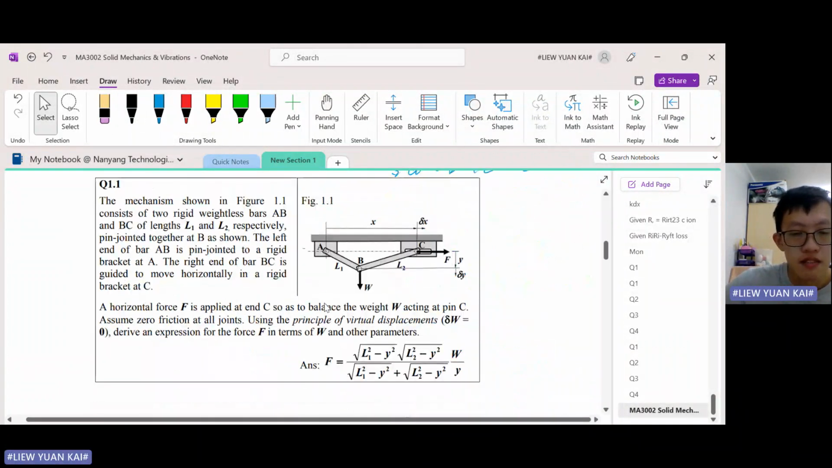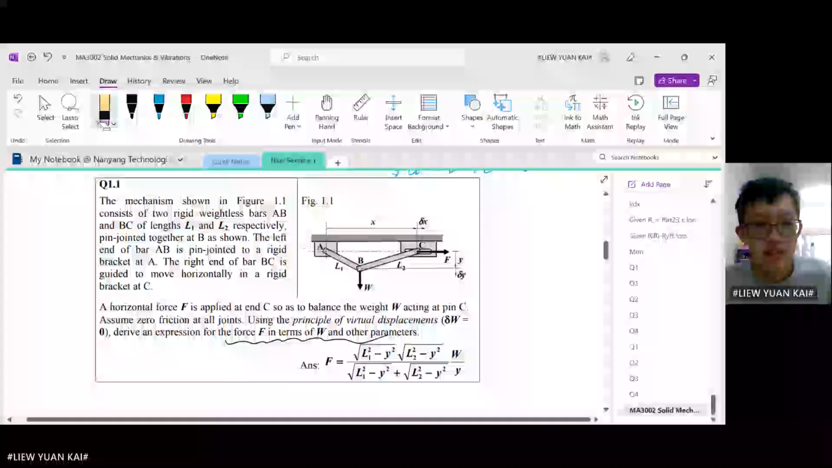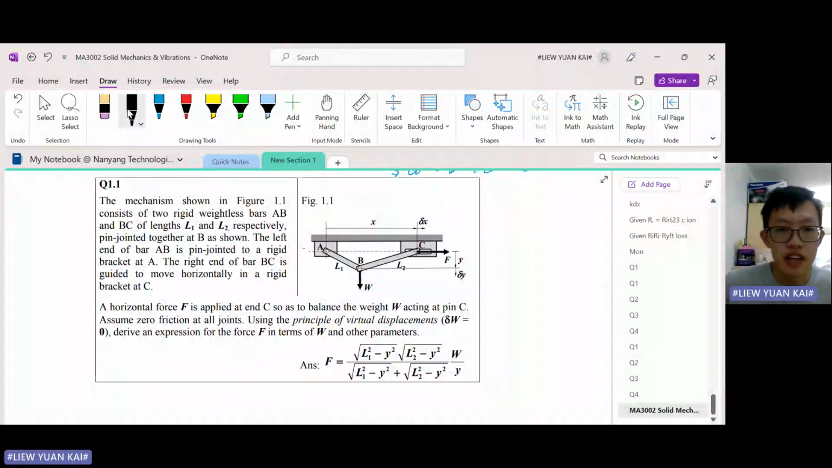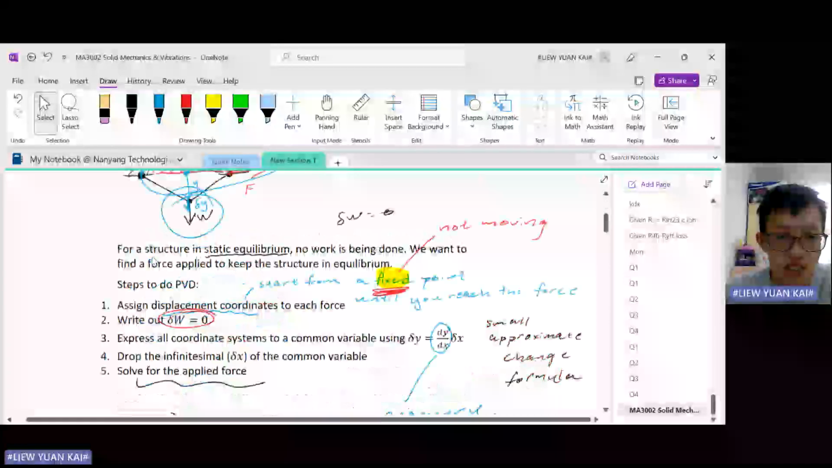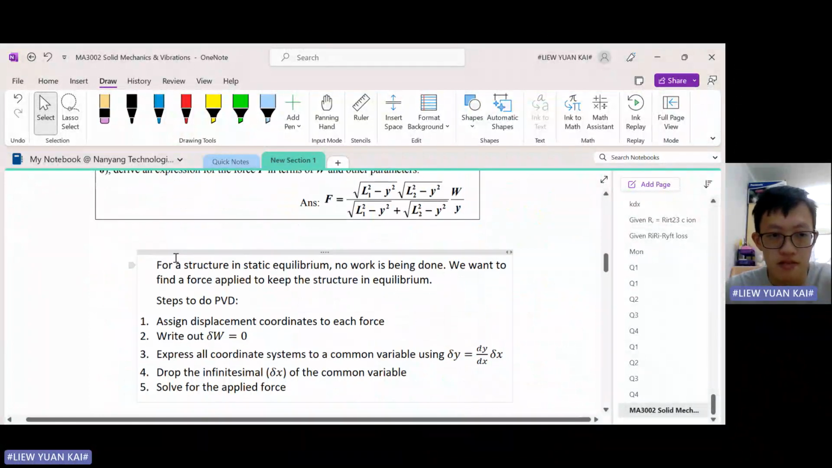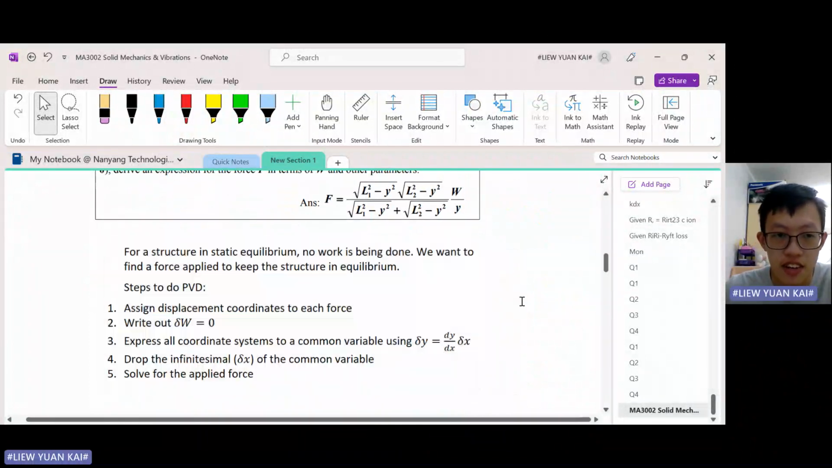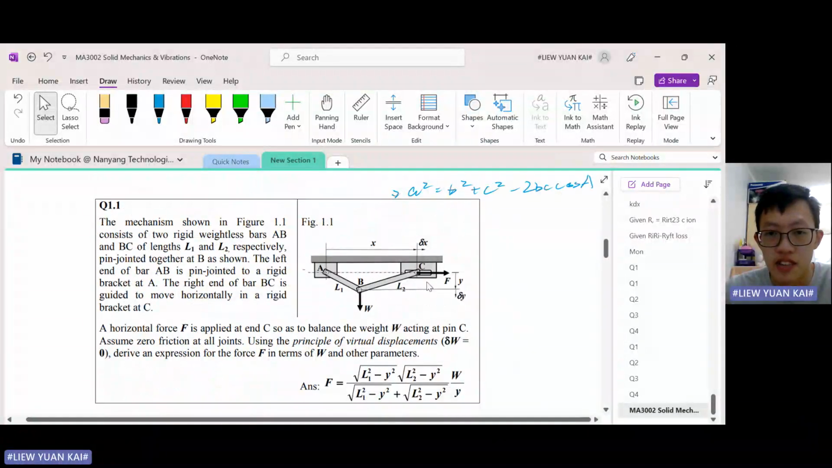So let us hop right in with an example. In this question, what did it ask? We want to find F. Okay, so basically we want to find F. So let us start using PVD, right? Let us start by using this cookbook outline that I have here. So step 1, assign the coordinates to each force. It's already assigned for you. You see?